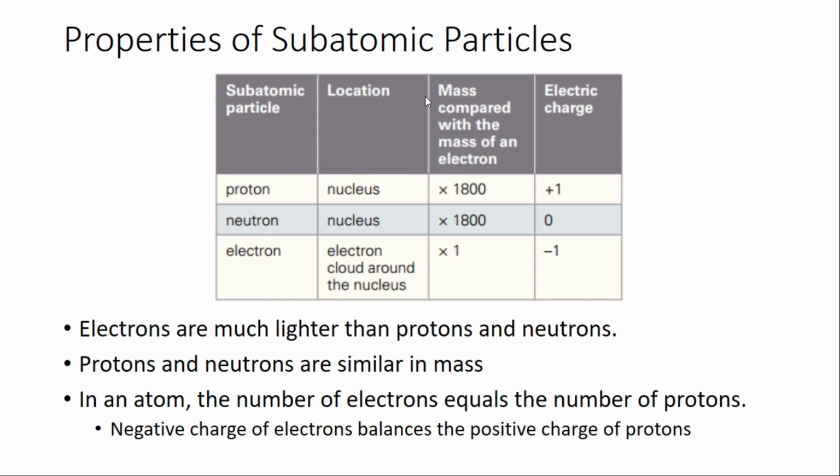And then we have the mass. We can see that protons and neutrons are 1,800 times heavier than the electron. And another key point: protons have a positive charge, neutrons have no charge, and electrons have a negative charge. So protons and neutrons are similar in mass, and electrons are much lighter than protons, as you can see here. And in an atom, the number of electrons equals the number of protons. Because remember, a proton has a positive charge and an electron has a negative charge. We need to have the same number of them for it to cancel out. So the negative charge of the electrons balances the positive charge of the protons.